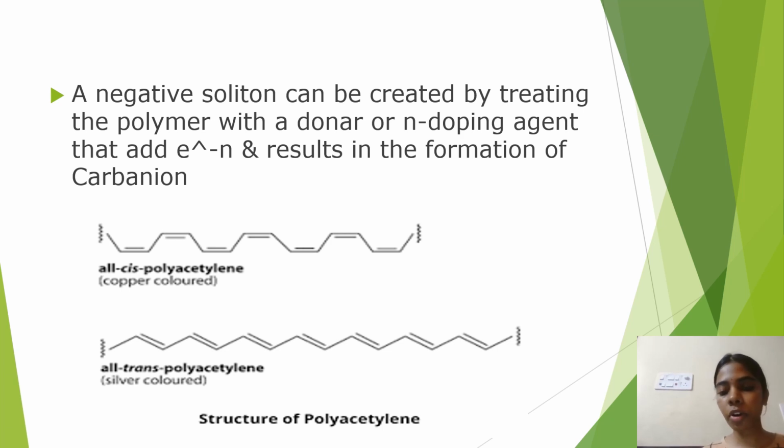Here is the structure of polyacetylene. All-cis polyacetylene, which is copper colored, and all-trans polyacetylene, which is silver colored.